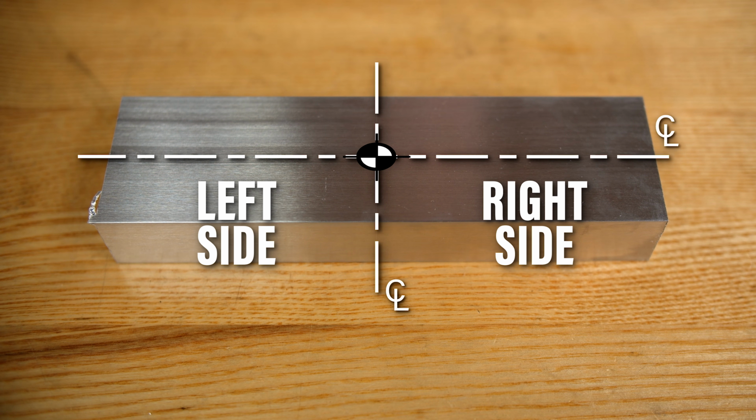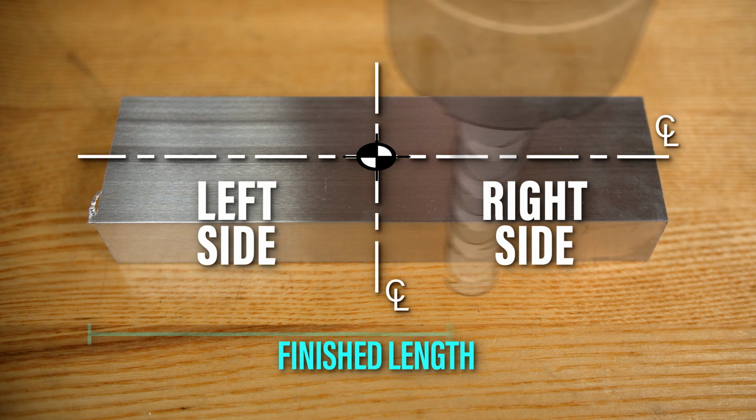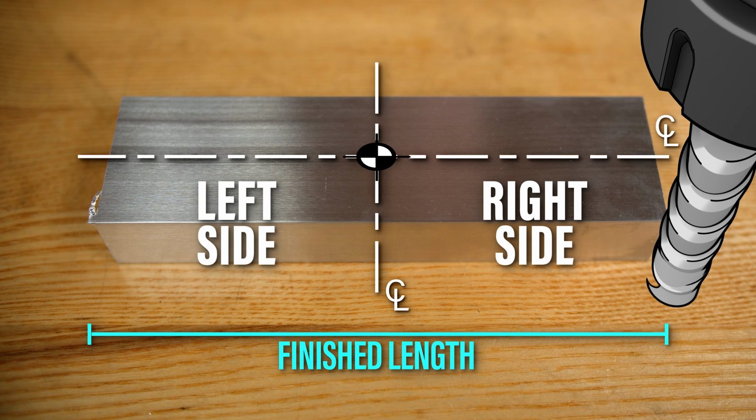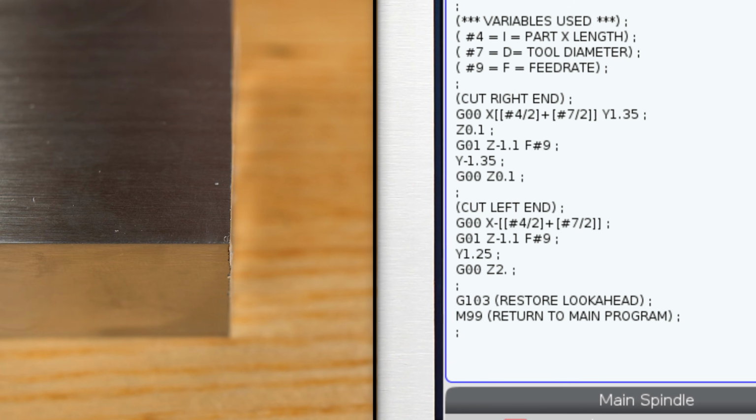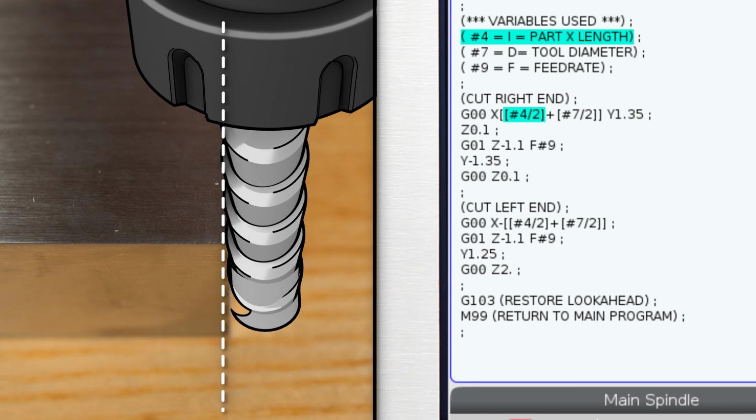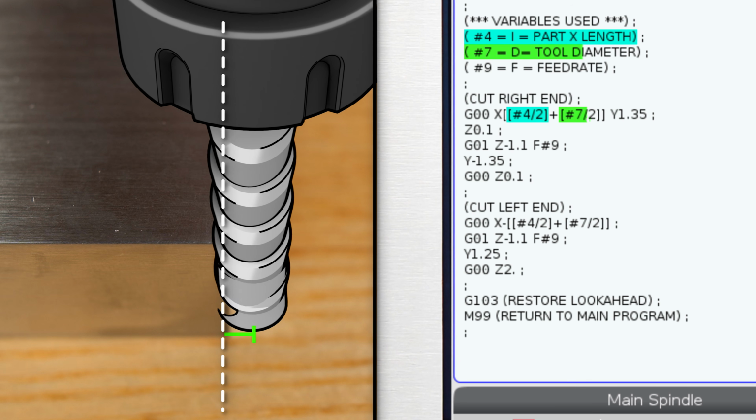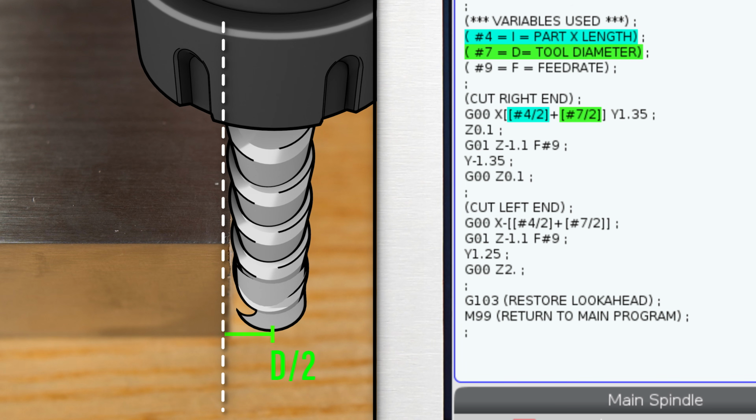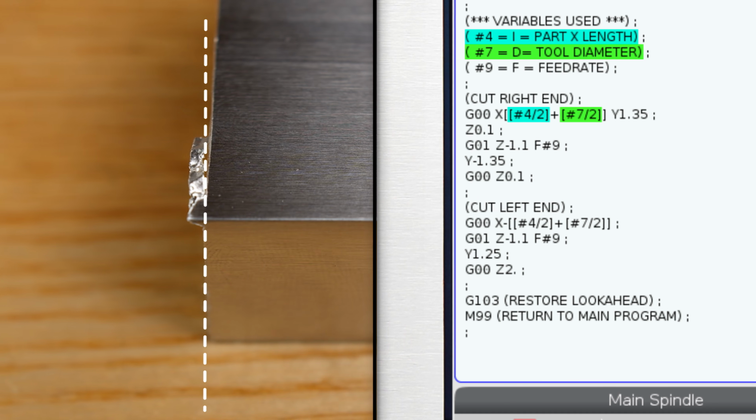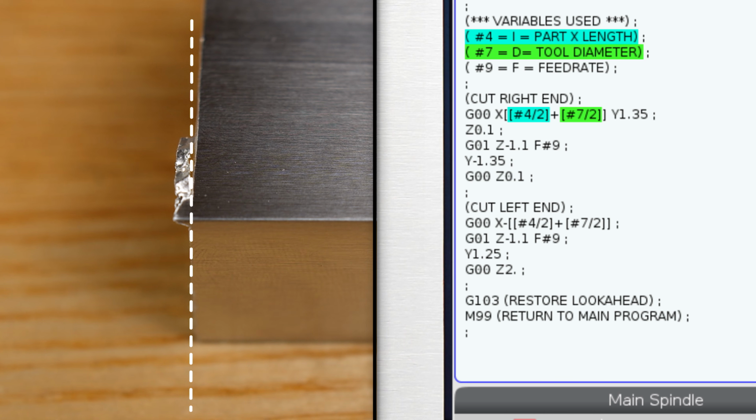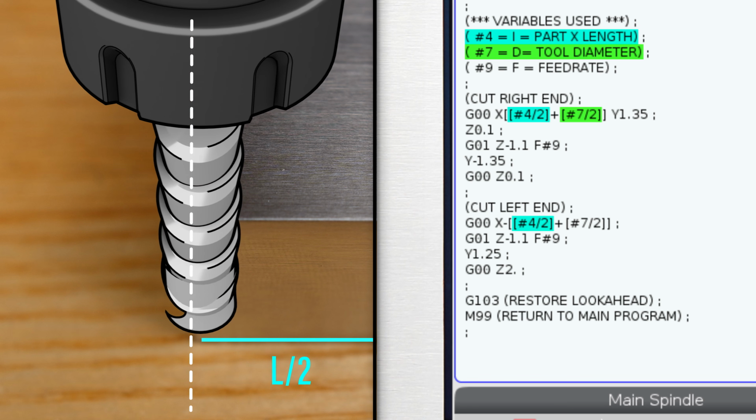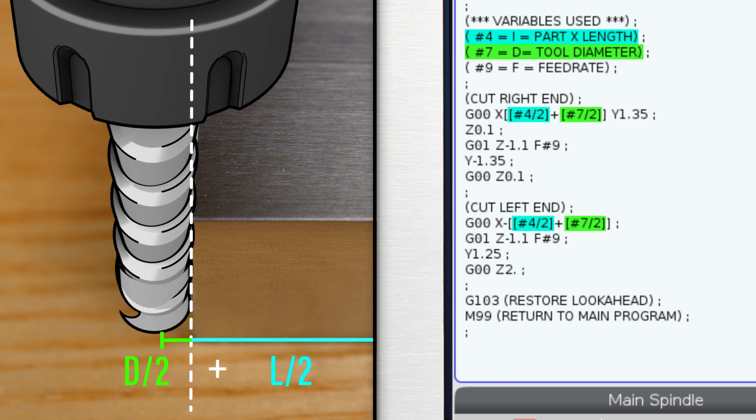Now, in the code, we will need our tool to move to the right of our 0 by our finished length divided by 2. We need the edge of our tool to be at the edge of our part, not the center of our tool. So we need to move over by an extra distance, our tool diameter divided by 2, our tool radius. We'll repeat this on the left side of our part. Again, we want our tool to move to X length divided by 2 plus diameter divided by 2.